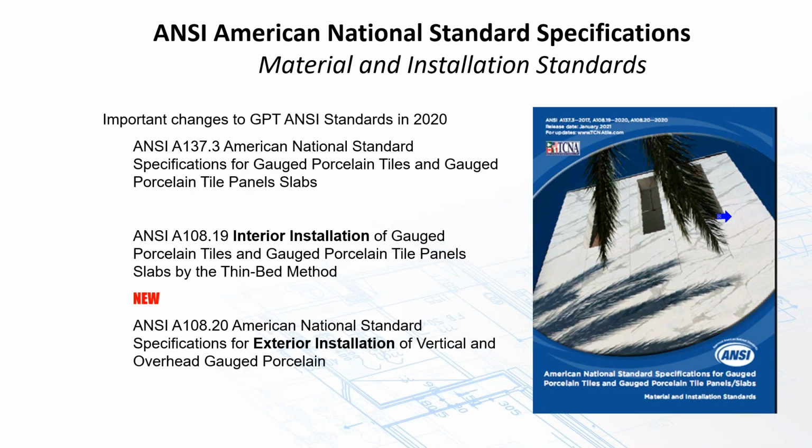All right, I mentioned it already, but I'll get into this in a little bit more detail. Important changes to the gauge porcelain tile ANSI standards. And this is a new book that you see on the right. It is available today at the TCNA website. It has the A137.3 standard in it for the materials section for gauge porcelain tile. It has the ANSI A108.19 interior installation standard for gauge porcelain tiles, panels/slabs by the thin set method. And new, as of last year, 2020, the ANSI A108.20 exterior installation of vertical and overhead gauge porcelain tile.